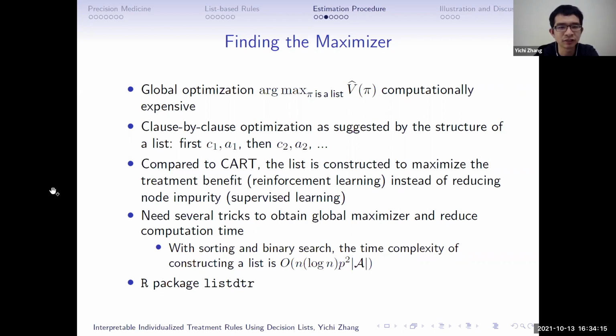And we also introduced several tricks so that, under certain conditions, we are able to obtain the global maximizer, and we might also be able to reduce the computational time to an acceptable amount, essentially up to a log factor based on the number of treatment options. So essentially, the time complexity of constructing a list is the same as running a least squares with n observations and p covariates. The algorithm is implemented in the package list-CTR, which is available on CRAN.